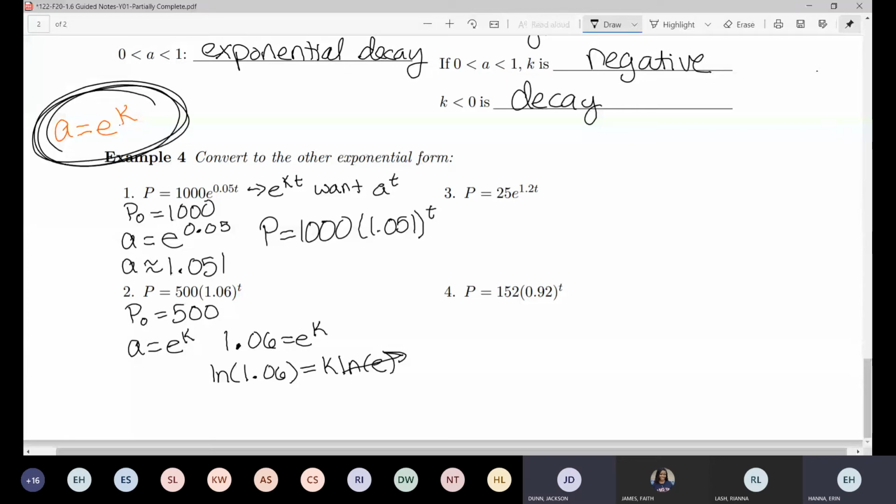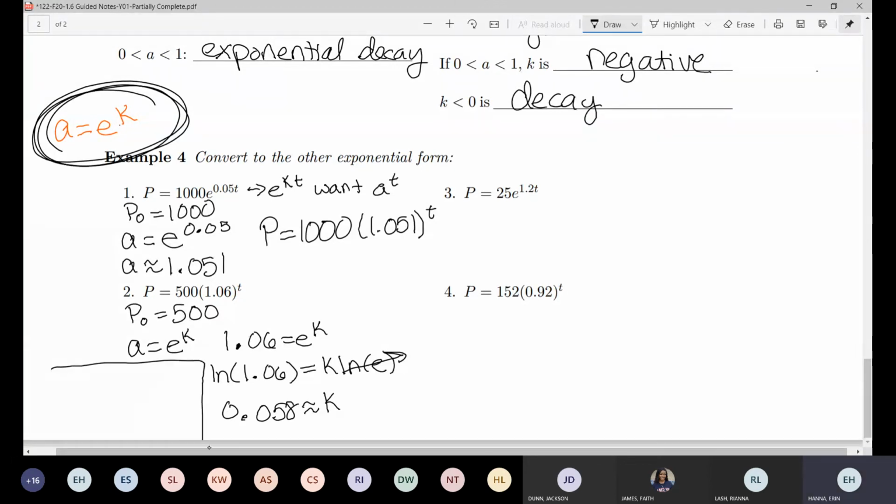Log of e is just 1. So at this point, you can just punch natural log of 1.06 into your calculator. That's going to give you, I'm running out of space a little bit. So k is going to be approximately equal to the natural log of 1.06, which gives us 0.058.